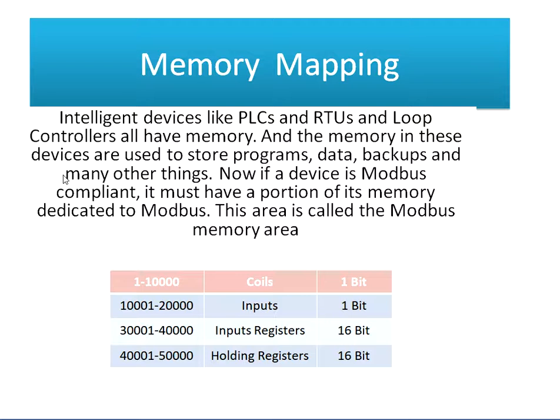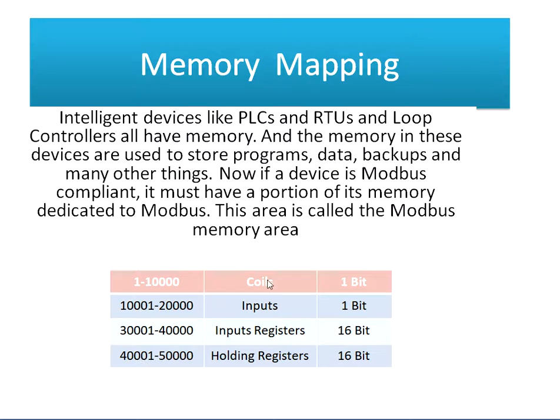Modbus has four types of areas: coils, inputs, input registers, and holding registers. Coils and inputs consist of 1 bit, and input registers and holding registers consist of 16 bits. And these are the addresses. They run in the coils area from 1 to 10,000, for the inputs 10,001 to 20,000, for the input registers 30,001 to 40,000, and for the holding registers 40,001 to 50,000.